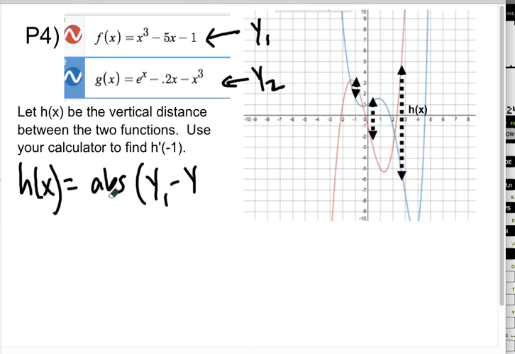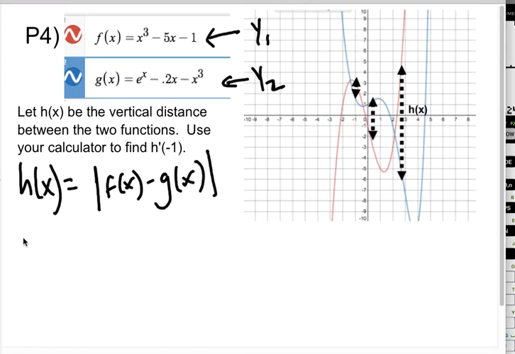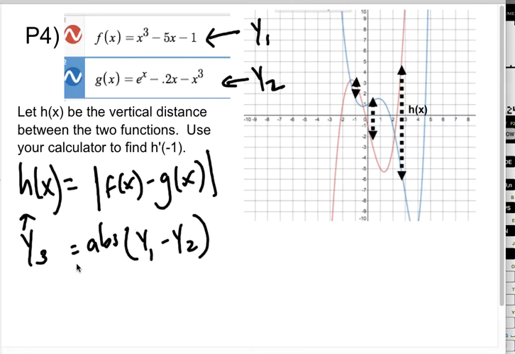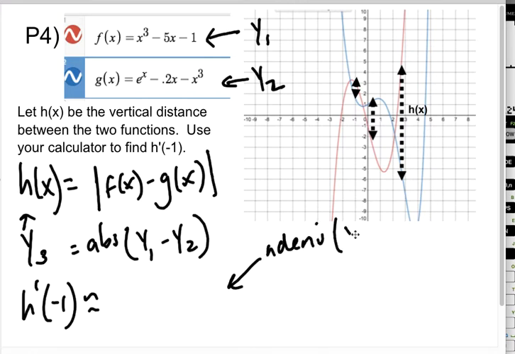Actually, I shouldn't use calculator syntax. My h of x is going to be the absolute value of f of x minus g of x, or g of x minus f of x, it doesn't matter, which means that what I'm going to put in my calculator is abs(y1 minus y2). Now, the one nice thing about this, if you just did the example with me, is that I just have to change my y1 and y2 because I already have y3 as this exact thing. And then to find h prime of -1, what I'm going to do is nDeriv of y3 with respect to x at -1, and that's going to give me the value I want.